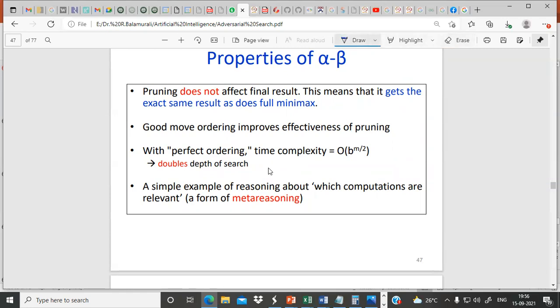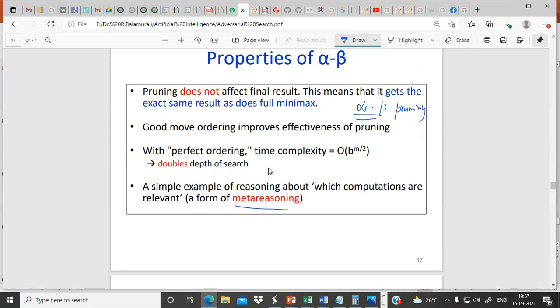So alpha beta pruning also does something called meta reasoning. Meta reasoning means reasoning about reasoning. Why are we calling it reasoning about reasoning? Alpha beta pruning itself is a form of reasoning.